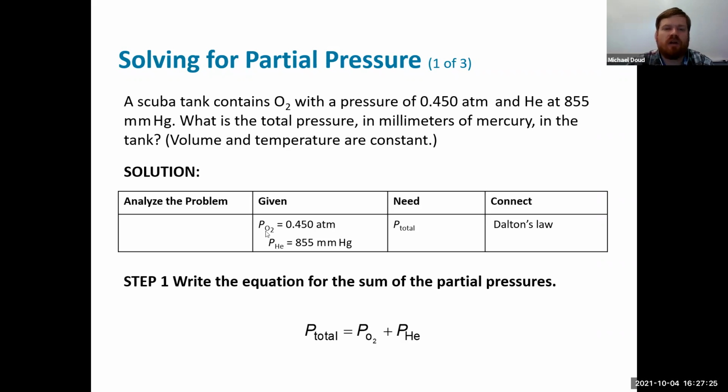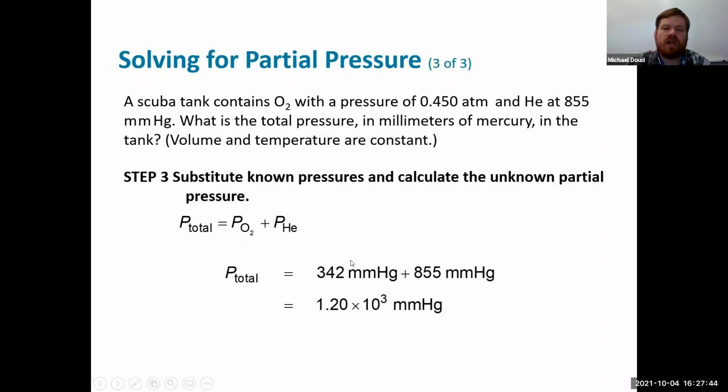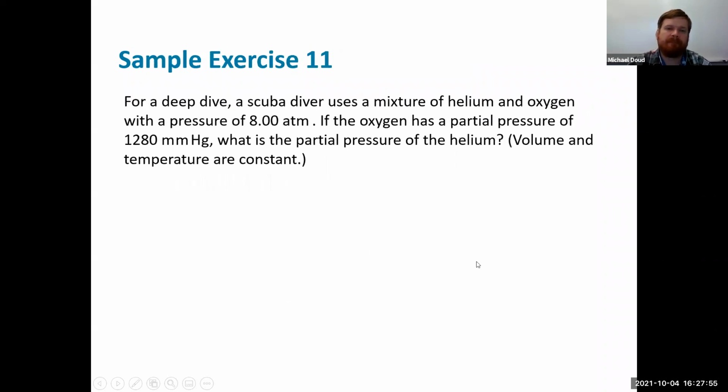Now, here's a big problem. Our units are different. We have atmospheres for oxygen and millimeters of mercury for helium. So we need to first convert the atmospheres to millimeters of mercury. So we use our conversion factor. There's 760 millimeters of mercury for every 1 atmosphere. That gives us 342 millimeters of mercury for oxygen. Now we plug in 342 millimeters of mercury plus 855 millimeters of mercury for the helium. That gives us a total pressure of 1.20 times 10 to the 3rd millimeters of mercury.